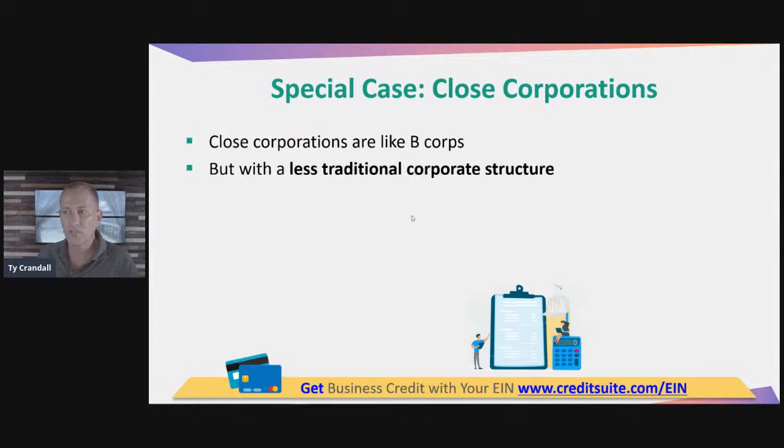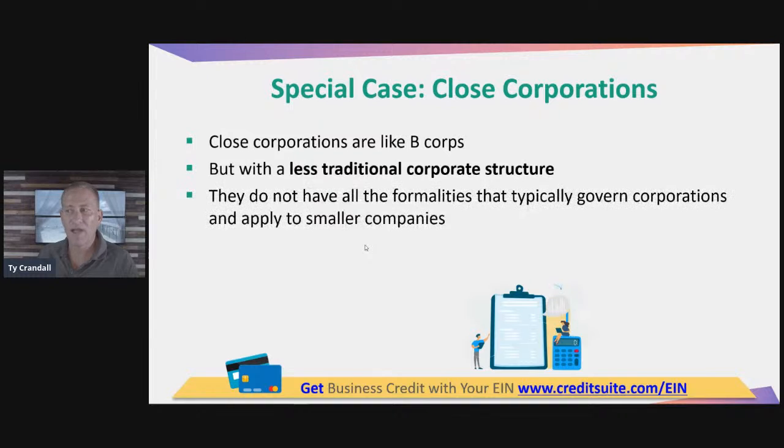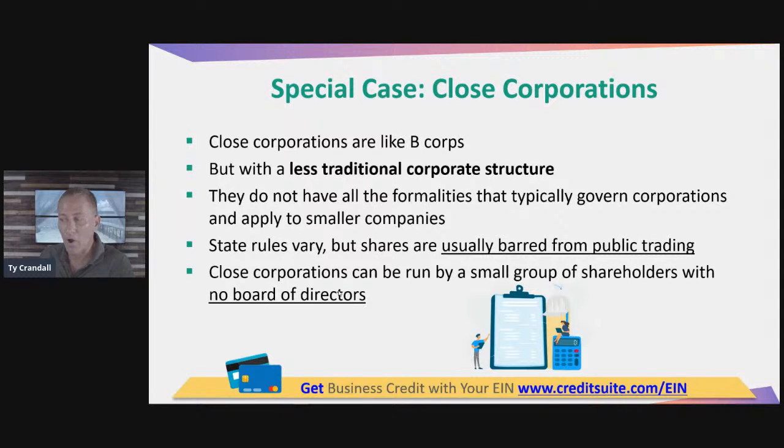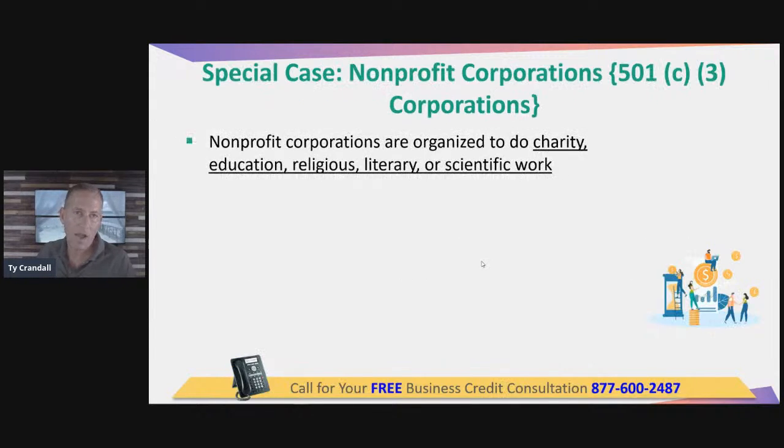So closed corporations are like B corporations, but with a less traditional corporate structure. They do not have all the formalities that usually govern normal corporations. State rules vary, but shares are usually barred from public trading. And closed corporations can be run by a small group of shareholders with no board of directors. So some things to keep in mind there. Now, it's not required that you have a board of directors. We don't have a board of directors at Credit Suite, so it's not required, but some things to keep in mind: typically, a C corporation will eventually have a board of directors.